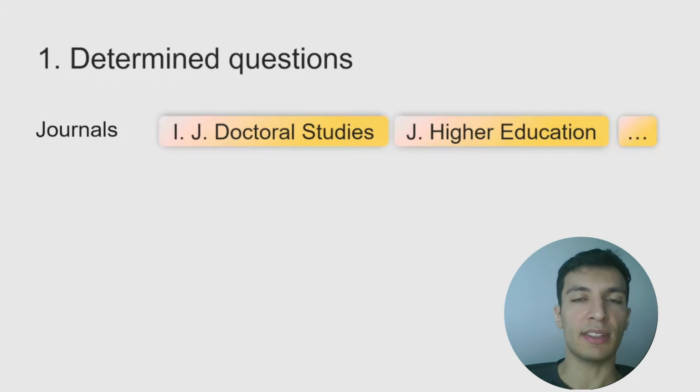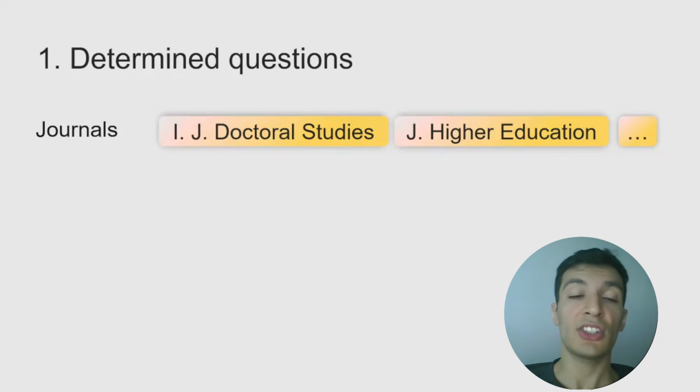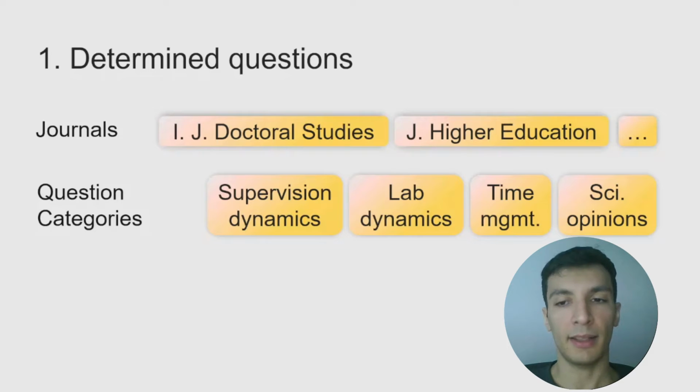How do we determine the questions that students care about? Well, there are journals dedicated to the student experience, such as the Journal of Higher Education, International Journal of Doctoral Studies, and Innovative Higher Education. Some of the research in these journals looks at what makes students satisfied and productive or drop out. From that research, we gather that for a student to maximize their satisfaction and therefore productivity when choosing a supervisor, they should consider supervision dynamics, lab dynamics, time management, and science opinions.